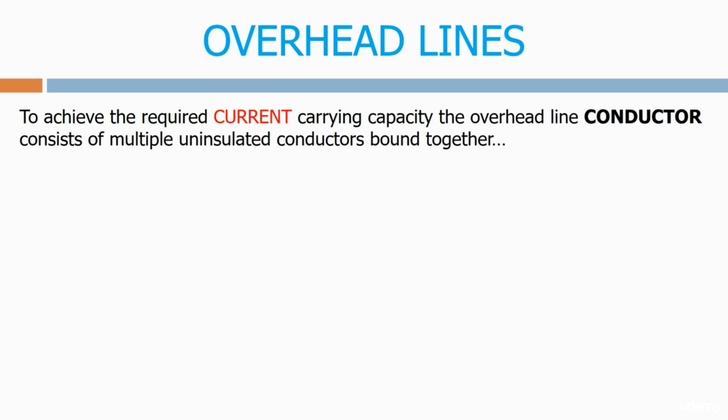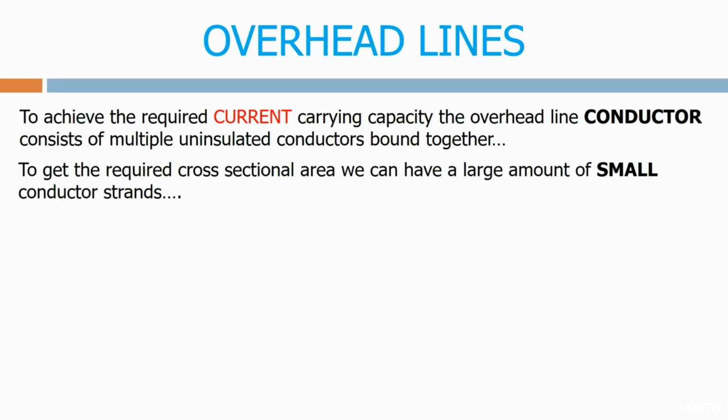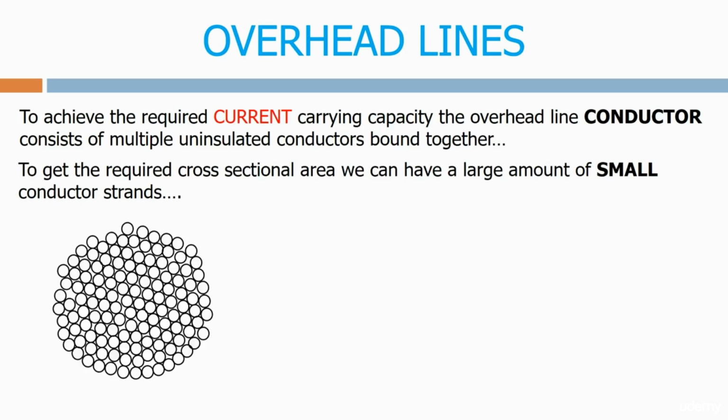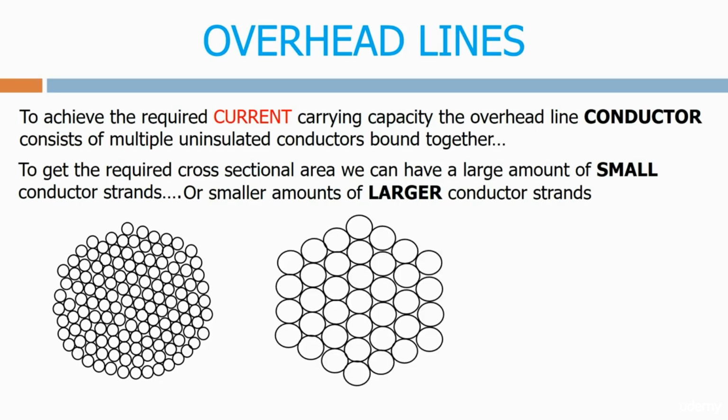To achieve the required current carrying capacity, the overhead line conductor consists of multiple uninsulated conductors bound together. To get the required cross-sectional area, we can have a large amount of small conductor strands or smaller amounts of larger conductor strands.